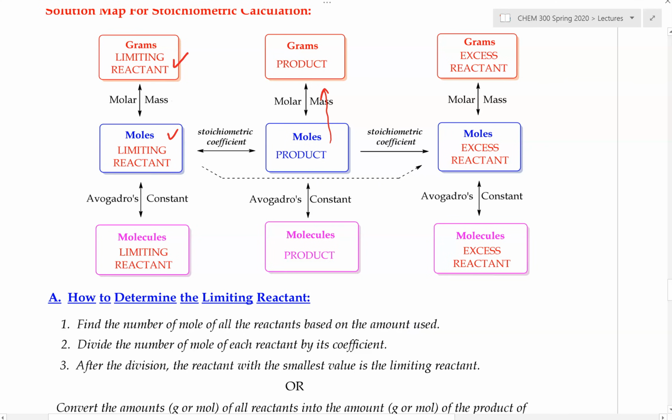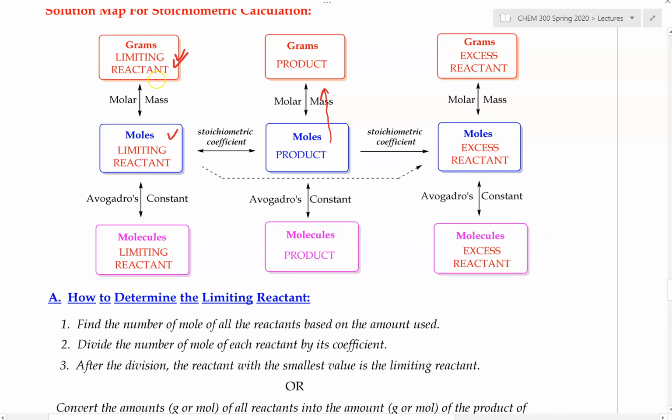And now, we should also be able to figure out how much of the excess reactant will be consumed, right? Because not all of the excess reactant would be consumed, only some of it would be consumed. So how much of the excess reactant would be consumed? Then again, we can do the following. Start out with the amount of the limiting reactant, because we know all of this is used up. So if all of this is used up, how much of the excess reactant would then be consumed?